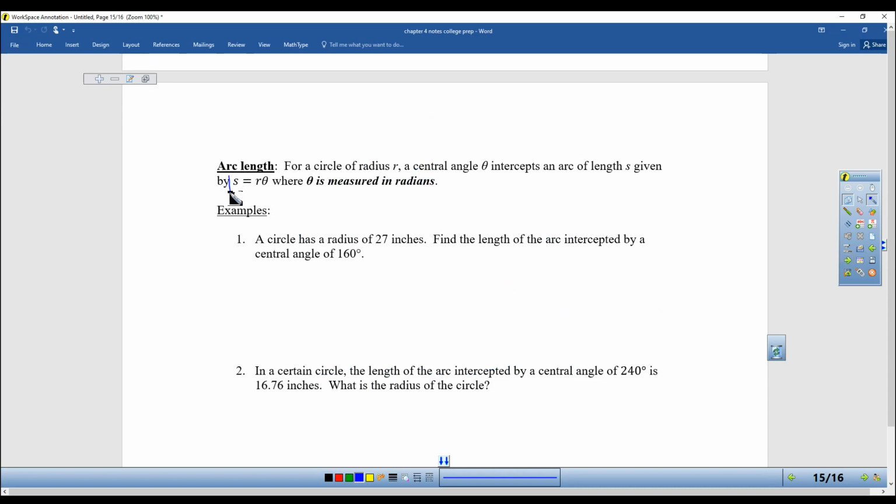Arc length. So arc length has a very simple formula. If you have a circle with radius r, and a central angle that intercepts an arc length s, then here's your angle, and the length of the arc is kind of like a piece of the circumference. Circumference is all the way around, but arc length is just the curve that's defined by this theta.